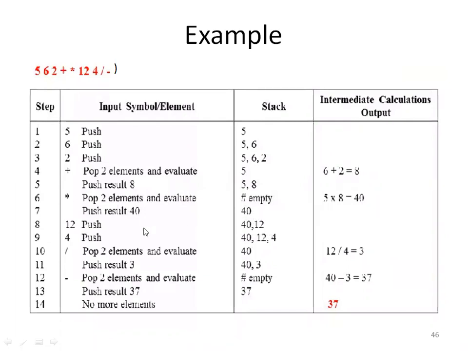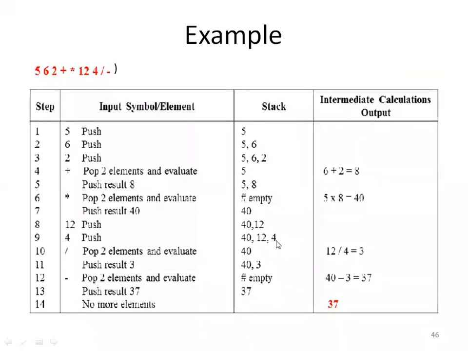Okay, then next symbol, what is the next symbol? Tell me. 12. 12 is the next symbol, so it's an operand. So if an operand occurs, then what to do? Just push it onto the stack. So it is pushed. You see, earlier we had this 40, now we push this 12, so we have 40 and 12 in this stack. Okay, then scan again. What's the next symbol? 4. So 4 is the operand. So what to do with it? You just push this operand onto the stack. So it is pushed here, 4.